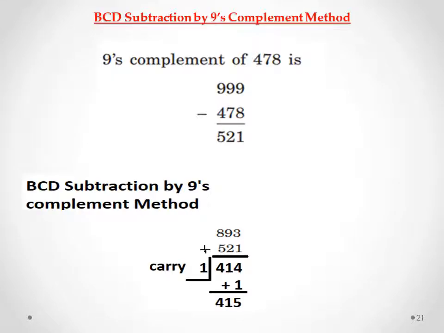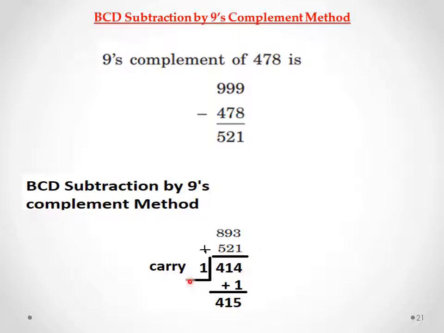Now let's see BCD subtraction by the 9's complement method. First, we have to take the 9's complement of the subtrahend. The 9's complement of 478 is obtained by subtracting 478 from 999, so we get the answer 521. Now we add this 521 to the minuend. So the minuend is 893 and the 9's complement of the subtrahend is 521.